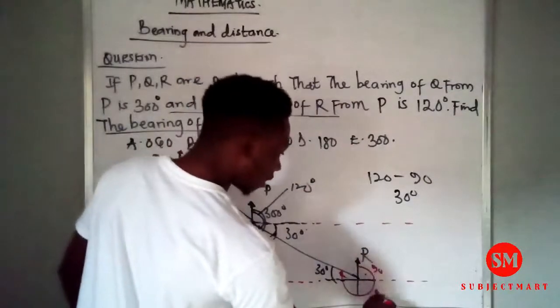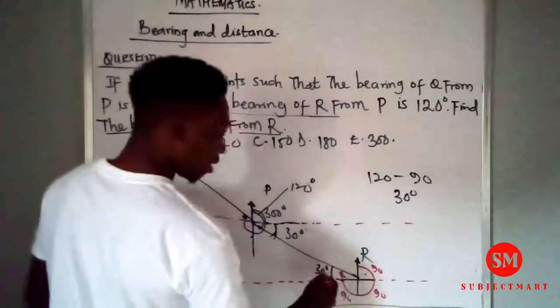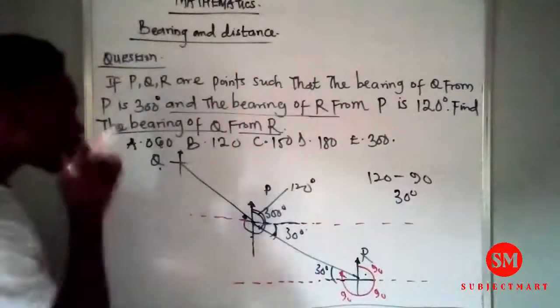So from here, this first quadrant here is 90. The second quadrant here is 90. This third quadrant here is 90. And this small part here is 30.